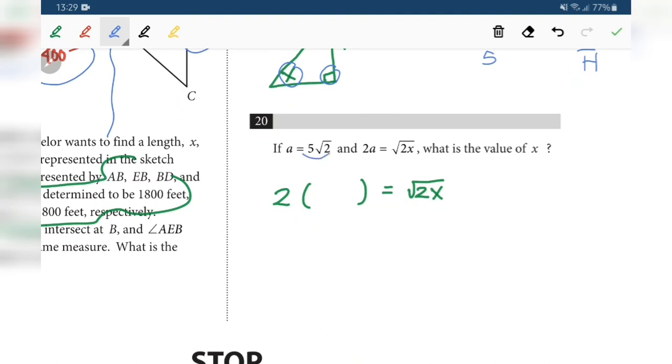So A is 5 root 2. So this is 10 root 2 equals, we can separate this, becoming root 2 root x, and could cancel it. So x is 10 squared, equals 100. Okay, I think that's all for part 2.